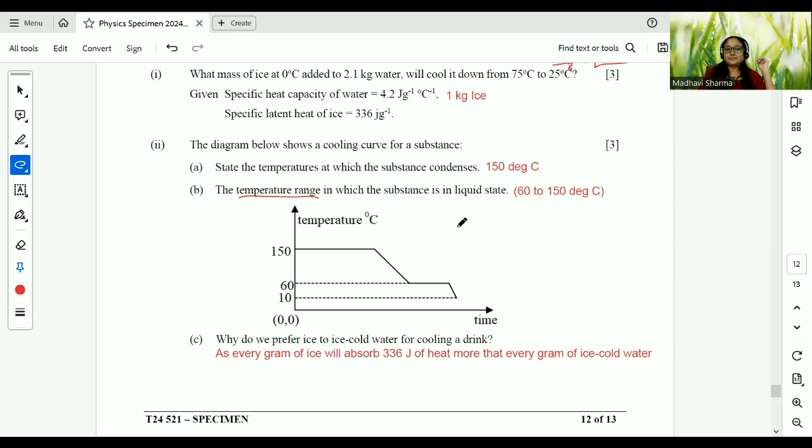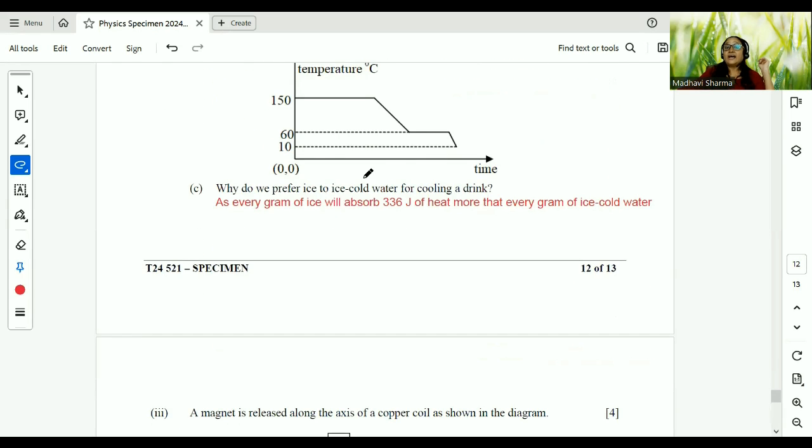Doesn't matter. Why do we prefer ice to ice cold water for cooling a drink? Simple. Every gram of ice will absorb 336 joules of heat more than every gram of ice cold water. Yes, because the latent heat of fusion of ice is 336 joules per gram.